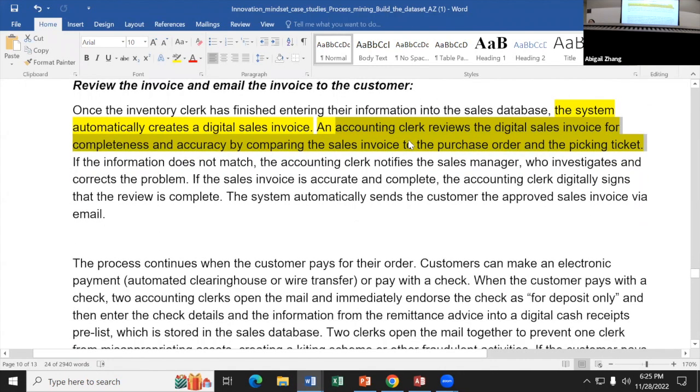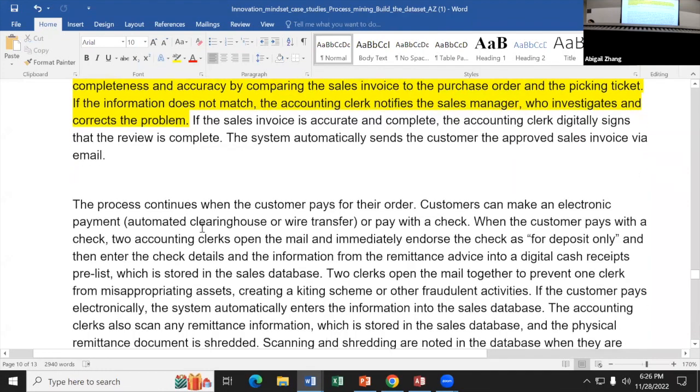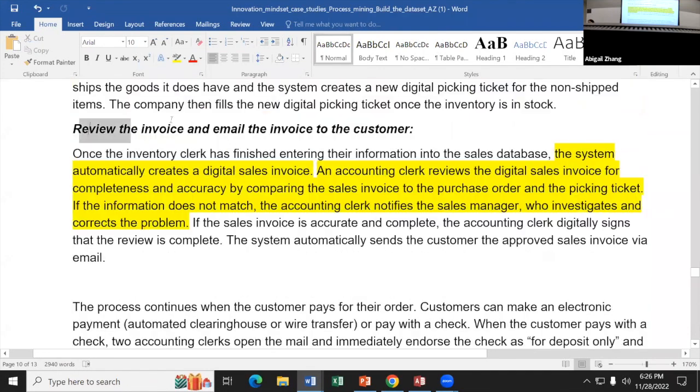So depending on the timing when this three-way match is performed, it can be either preventive or detective. If the information does not match, then they have to investigate and correct the problem. That's a very good find. This is a corrective control, right? This is after you identify any problem and then you correct it. Okay, so now we are done with reviewing the invoice.